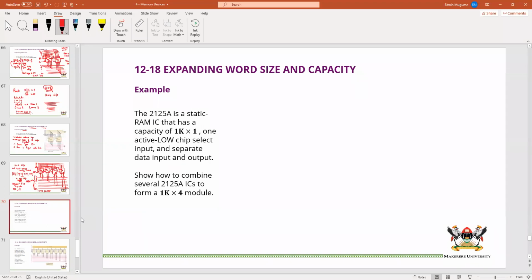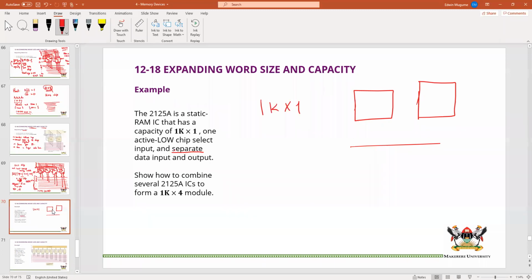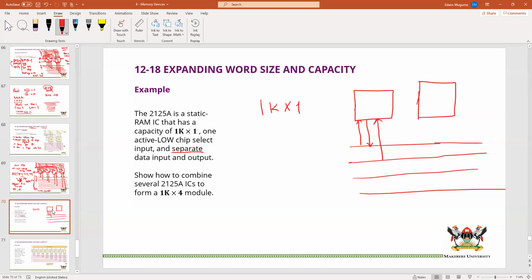But you see, we have a static RAM, which is 1K by 1. Okay, so 1 bit per location. It has one active low chip select input and a separate input output data. But by the way, if these were, let's say I have my 2 chips, if these were separate data input and data output, then I would be having like that. Let's say we have 4. And then instead of having just 2 of these, I would be having a pair per output.